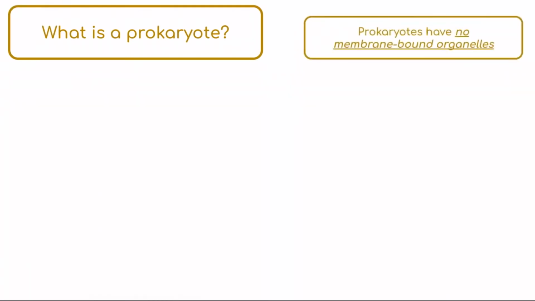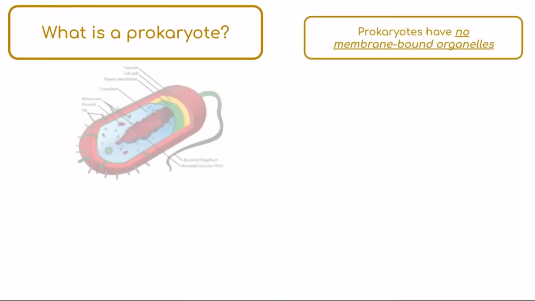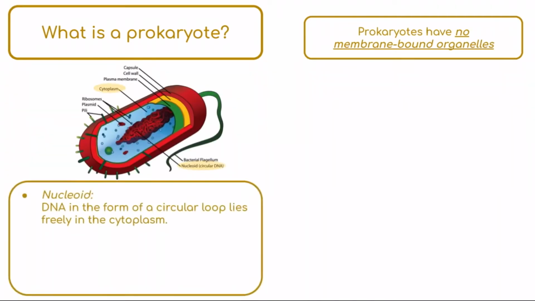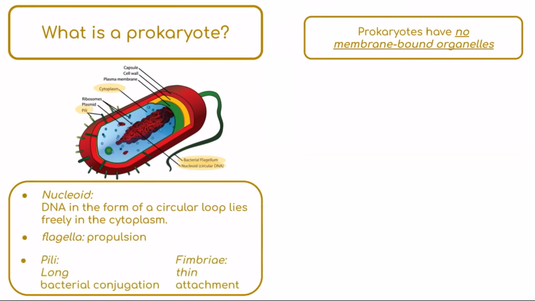Like we said, prokaryotes have no membrane-bound organelles. Examples of these include the nucleoid, which contains DNA in the form of a circular loop lying freely in the cytoplasm, and the flagella, which is the tail of the cell and is needed for propulsion and movement of the cell. They also have pili, which are organelles that stick out of the cell and are needed for bacterial conjugation. These can also take form as fimbriae, which are thinner hair-like structures and are needed more so for attachment.